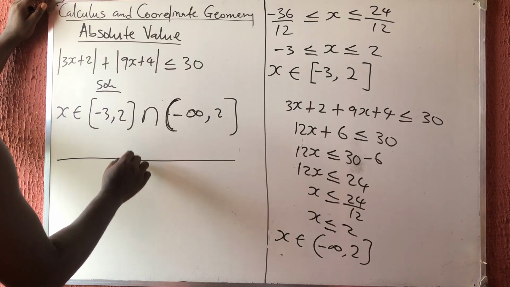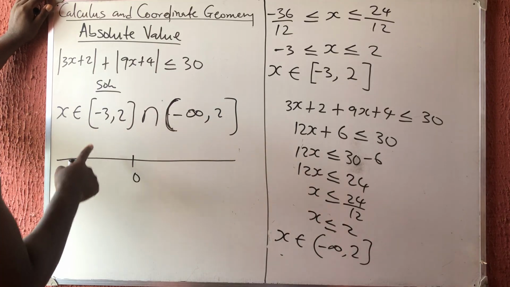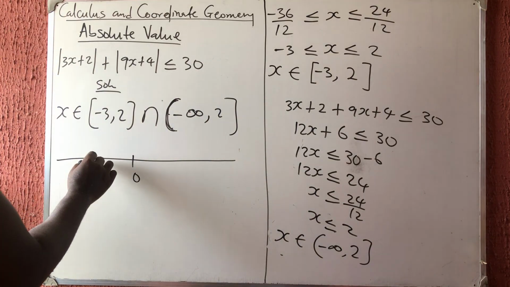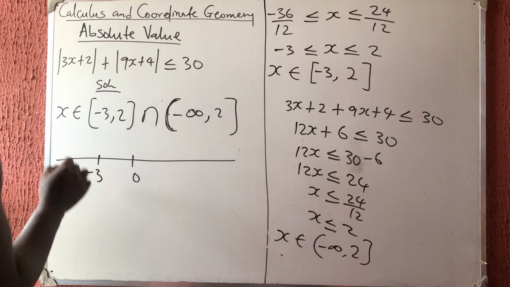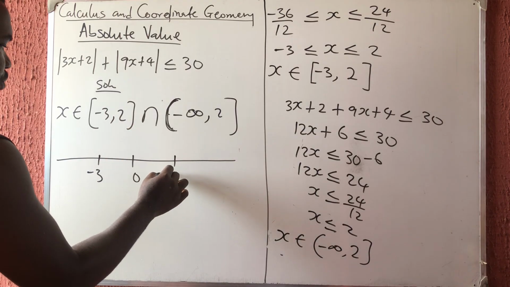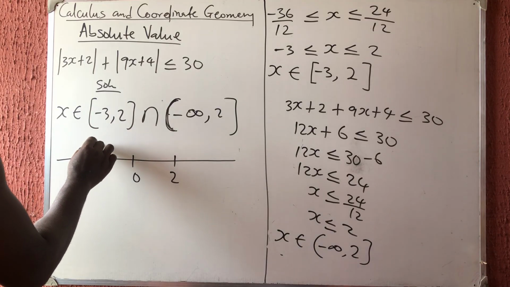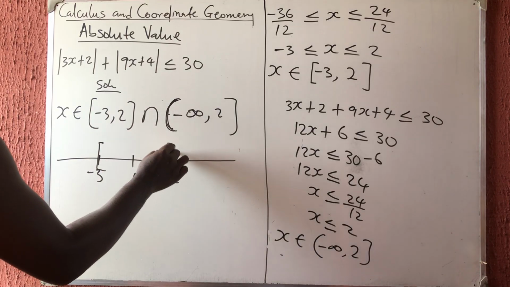So for us to get the intersection of this, we draw the number line. 0 is always in the middle. Okay. So write all the numbers you're having. Minus should be at my left. So minus 3 should be at my left. Okay. 2 is positive. So 2 is at my right. So let us put the bracket. For this one it is a close bracket like this and close bracket like this.